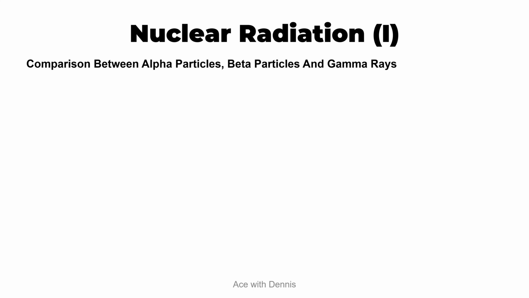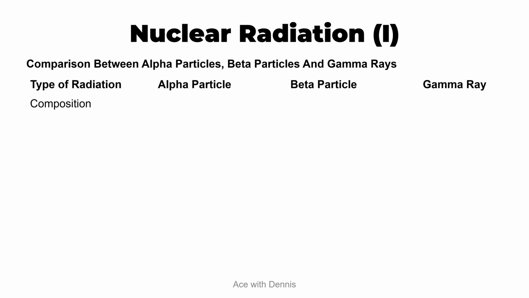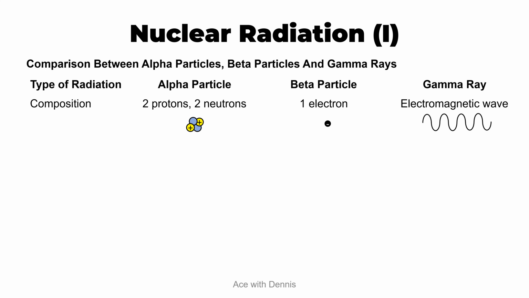Next, let's discuss the comparison between alpha particles, beta particles, and gamma rays. For alpha particle, the composition is 2 protons and 2 neutrons. For beta particle, it has 1 electron. And for gamma ray, it is an electromagnetic wave. The relative charge for alpha particle is positive 2 since it has 2 protons, while for beta particle, it is negative 1 since it has 1 electron, and for gamma ray, as it does not have any particle, the relative charge is 0.